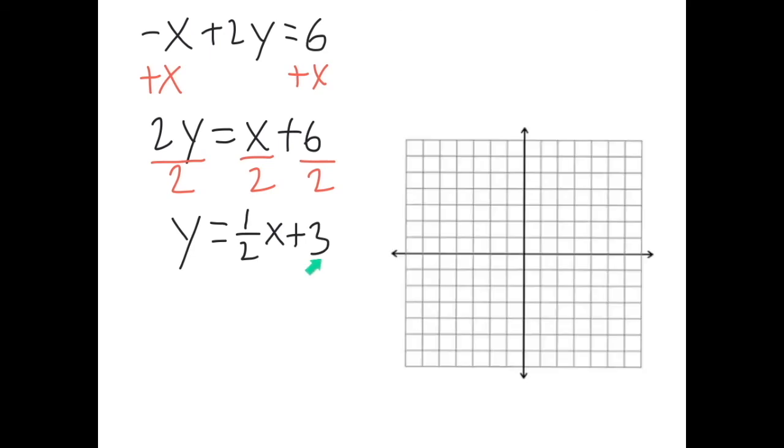So we start with our y-intercept of 3, and then go up 1 over 2, so up 1 and over 2 to the right. Plot a point right there, and connect them. Making sure you make a line that has arrows. Remember, those arrows show that the line goes on forever in both directions.